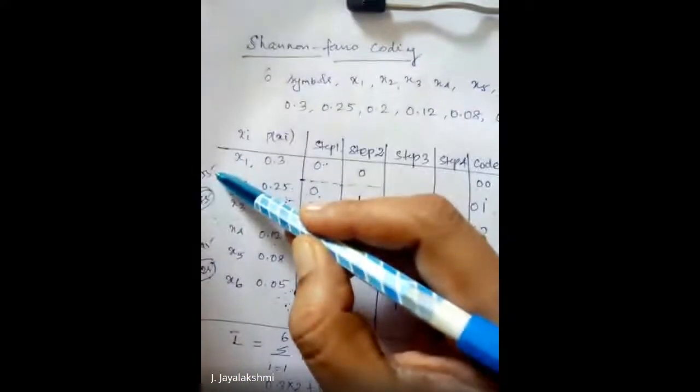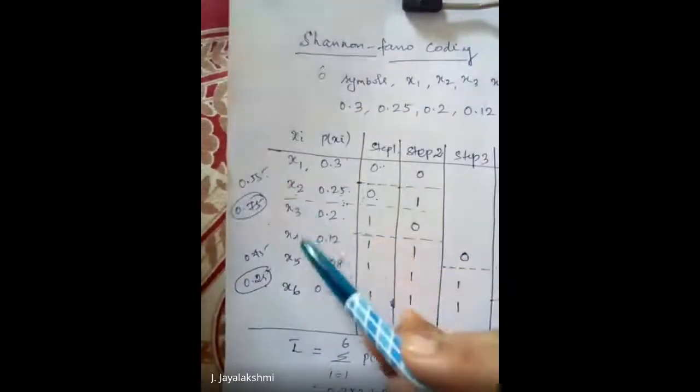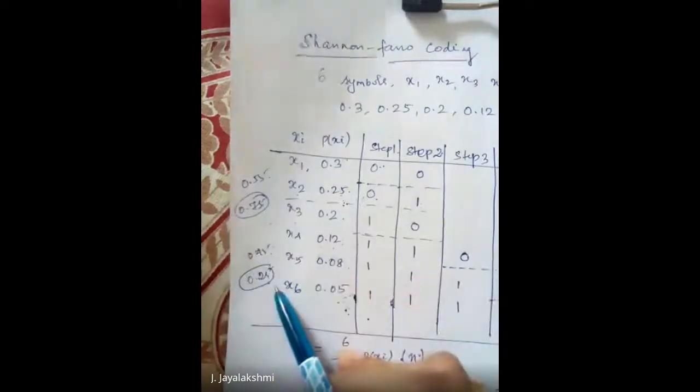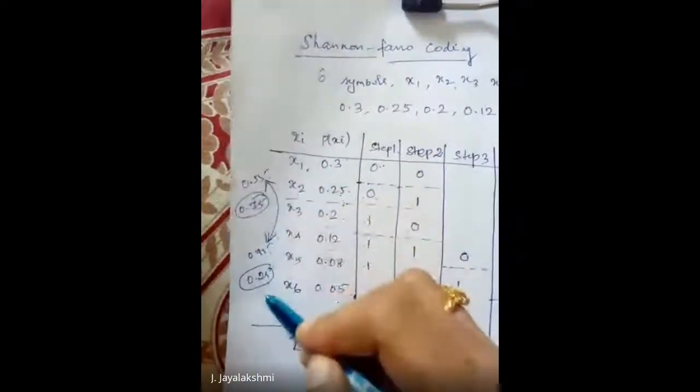Now you compare the first thing you added, the first 2 probabilities and the last 4 probabilities. First 2 probabilities gave 0.55. Last 4 probabilities gave you on addition 0.45. But if you partition like this, equal half, above 3 and below 3, what happens? 0.75 and 0.25.